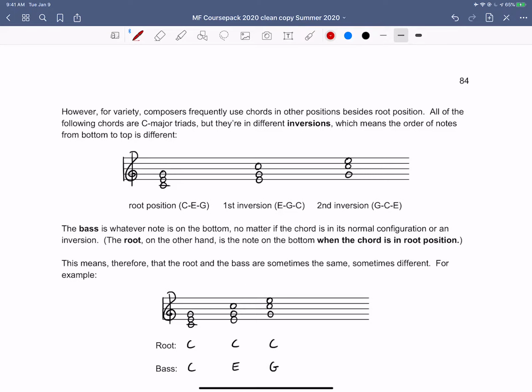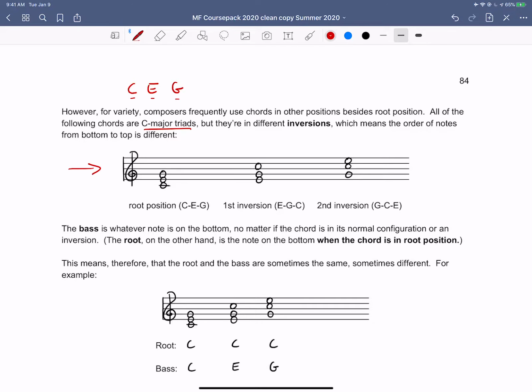So composers don't restrict themselves simply to triads in root position. Instead, they're going to use triads in other positions besides root position. So let's see that in practice right now. All of these things right here are C major triads. And what do we mean by that? Well, a C major triad has the notes C, E, and G in it. That's the defining feature of a C major triad. Now, you can put those notes in any order, but as long as you've got a C, an E, and a G, you are still dealing with a C major triad.